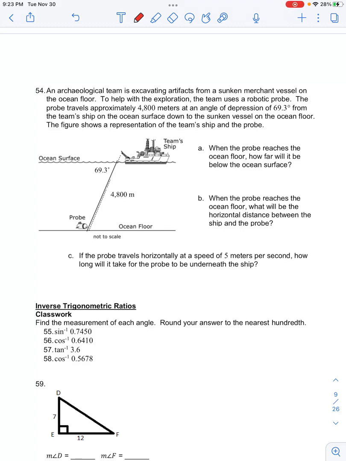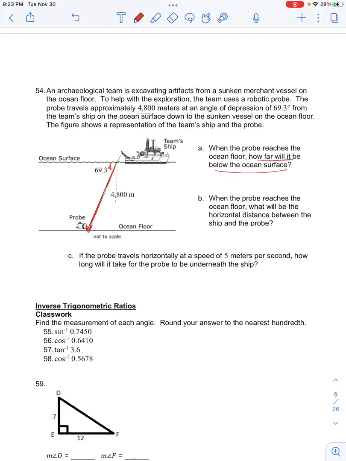Okay, number 54 in your classwork for similar triangles gives you this problem. An archaeological team is excavating artifacts from a sunken merchant vessel. They have a probe that traveled a distance of 4,800 meters at an angle of depression of 69.3 degrees. They want to know how far the probe is below the ocean surface.